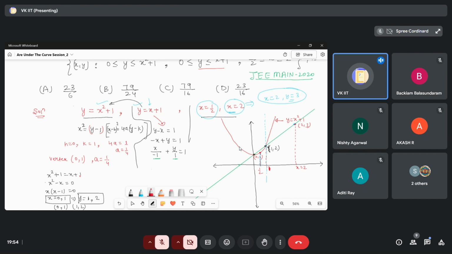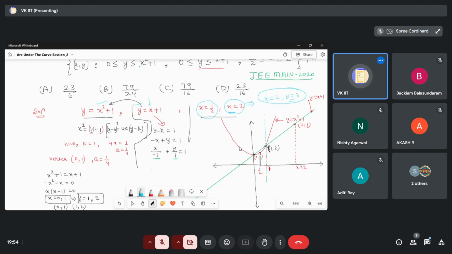0 comma 1 and 1 comma 2 we have got from the two curves, that is y is equal to x square plus 1 and the line. But now we have these vertical lines also, that is x is equal to 1 by 2 and x is equal to 2, and they will definitely be intersecting the straight line which is given, this green color line, y is equal to x plus 1. So wherever they intersect, those points also need to be found out. Now let's draw the region which is required.